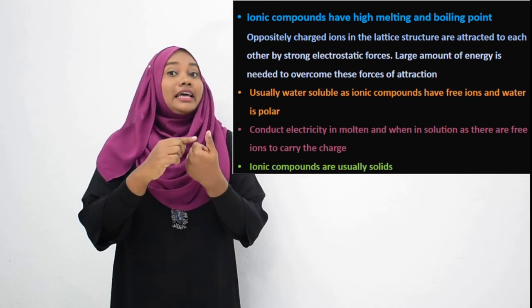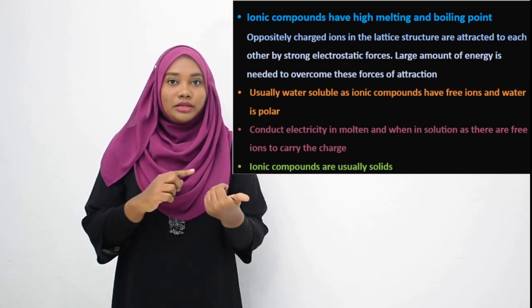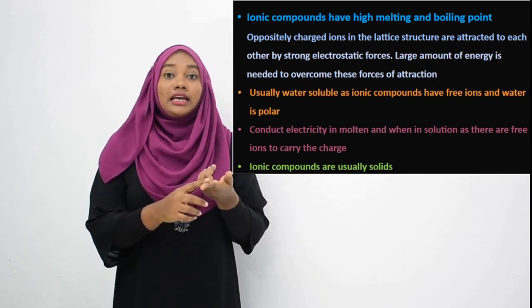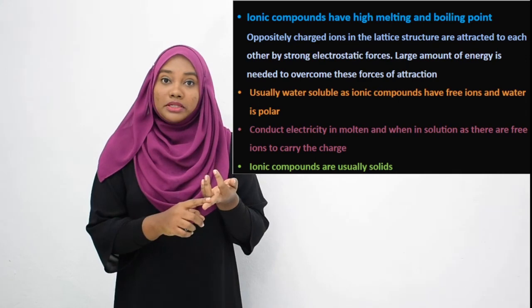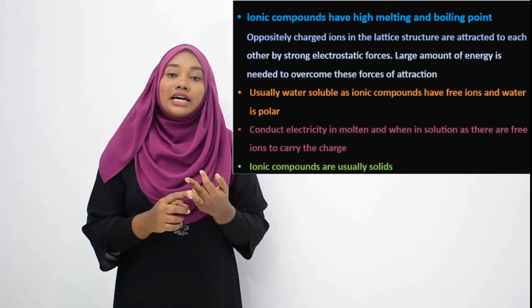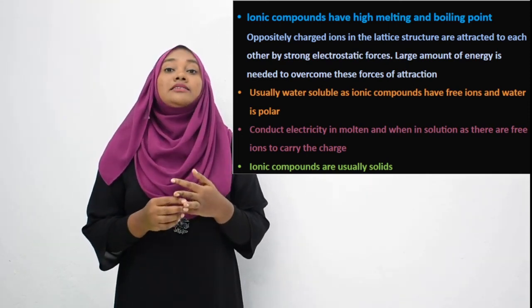So basically, ionic compounds have a high melting and boiling point, are usually solids at room temperature, are usually soluble in water, as well as ionic compounds conduct electricity in molten state and in solution.